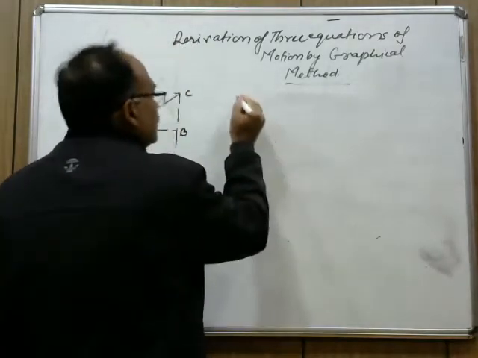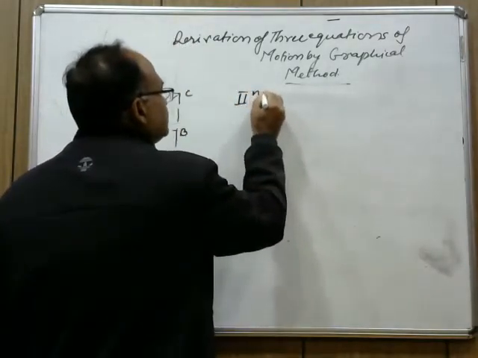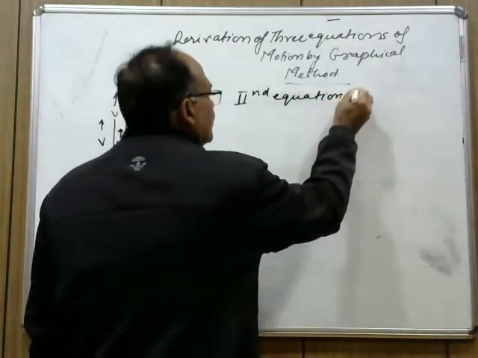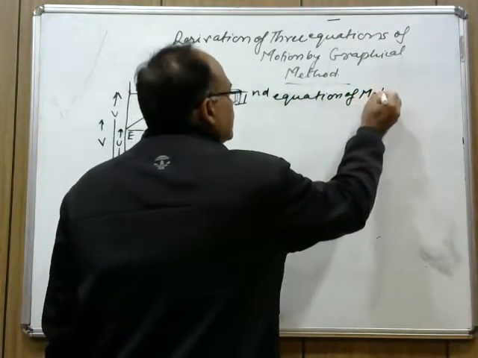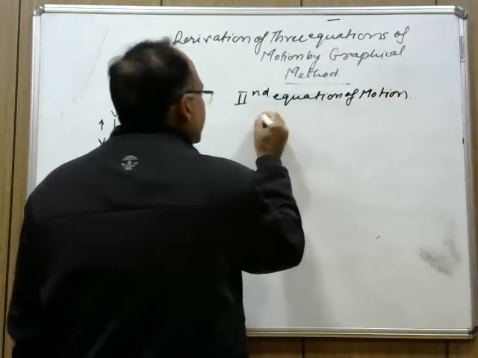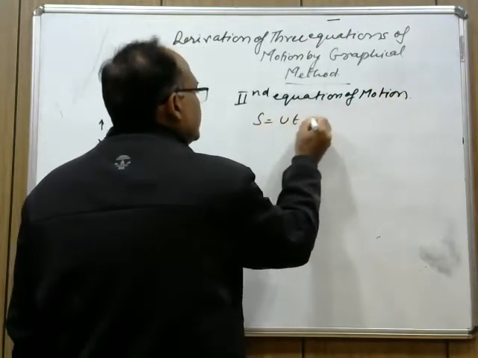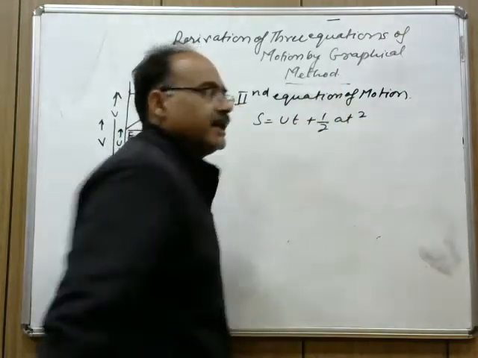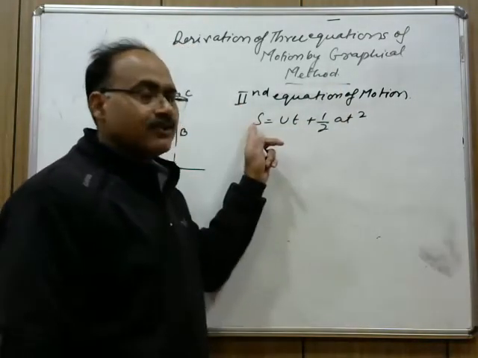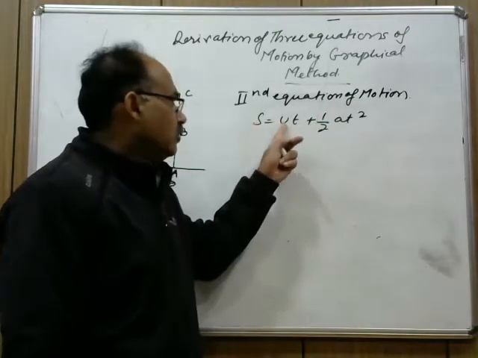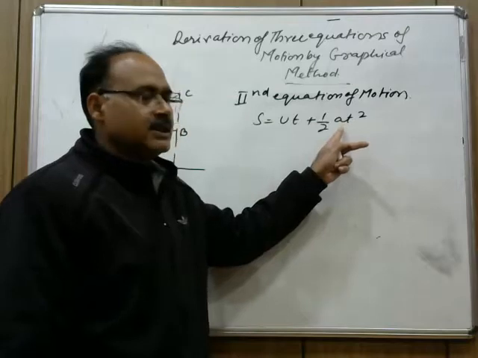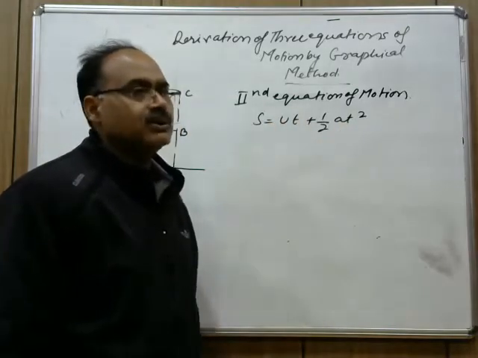Now, the second equation of motion, that is S is equal to ut plus half at square. This is the second equation of motion, where S refers to displacement, u refers to initial velocity, t refers to time, a refers to acceleration, and again t refers to time.